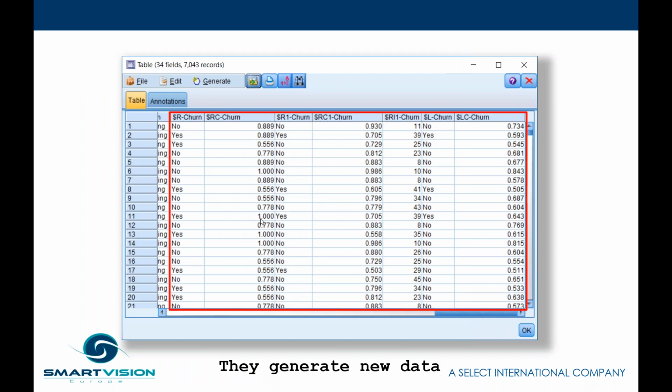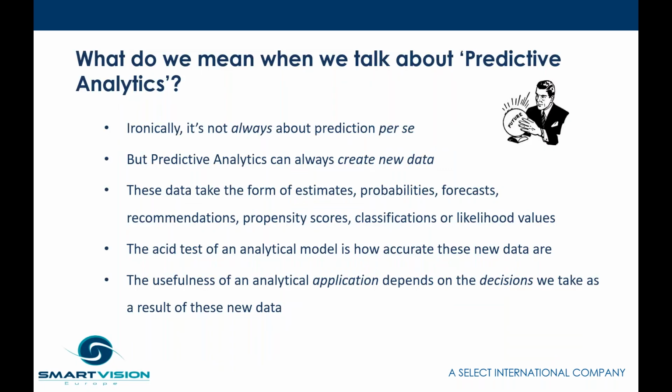We have no idea, however, if these numbers are just random. I mean, they might be utterly useless. So there has to be a way for us to actually look at the results that the technique produces in predictive analytics, and then to say, well, how good is that? So the acid test is, how accurate, how well do they predict, how well do they estimate a likelihood, how well do they forecast in the future? And that's very much at the heart of assessing the worth of the predictive analytics application.